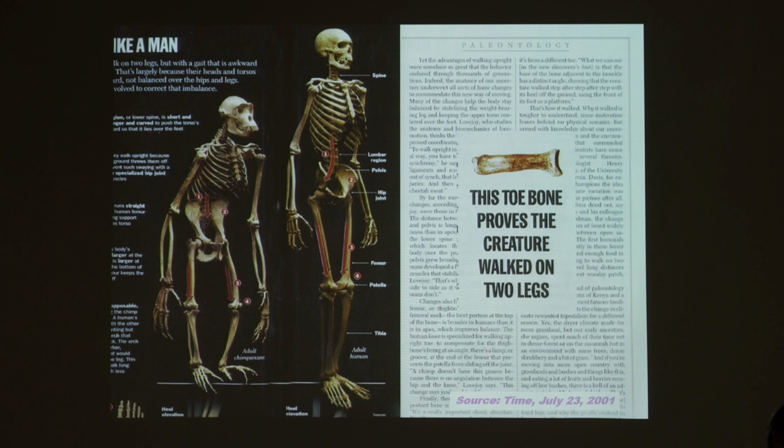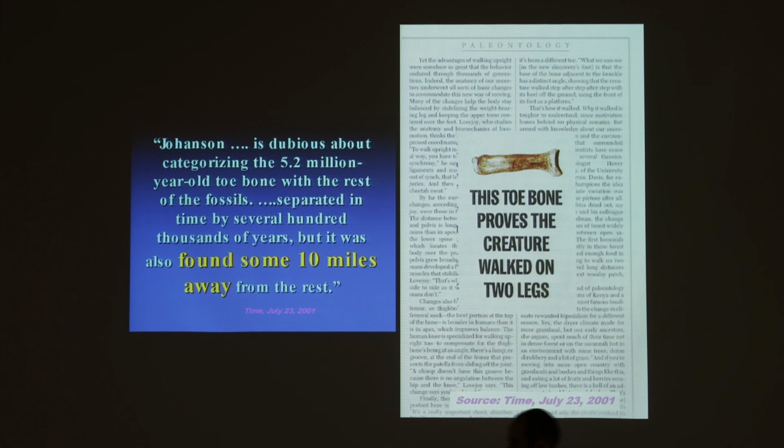Here we have another article talking about another discovery that was found, and man, it was the toe bone. The toe bone was the key proof that this ape-looking creature was actually moving towards being a human, because the toe bone proved it walked on two legs. Well, even among evolutionary scientists, they didn't fully agree with this, as Time magazine talked about Johanson is dubious about categorizing the 5.2 million-year-old toe bone with the rest of the fossils. Why? Well, not only was it separated by time of several 100,000 years, but it was also found 10 miles away from the rest of the body.